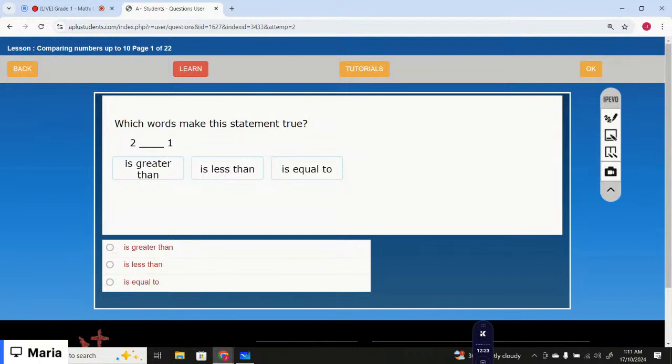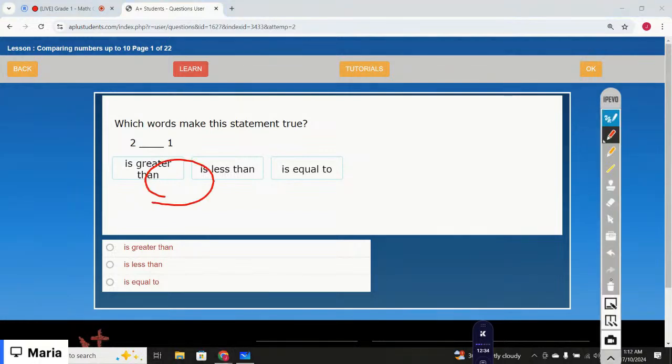So when counting, 2 comes after 1, right? If a number comes after the other one, that means it is greater than the other number, right? So when counting, 2 comes after 1, so 2 is greater than 1, right?